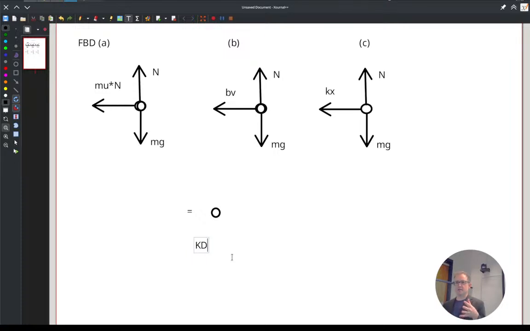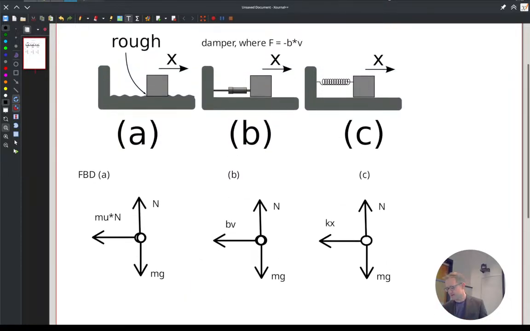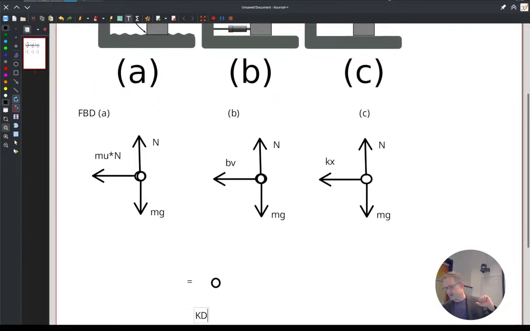What is the sum of the forces? Sum of the forces equals mass times acceleration. So our kinetic diagram is describing mass times acceleration. Where is MA pointing in all three of these cases? To the left? Yeah, that is true. All of our forces are pointing to the left.